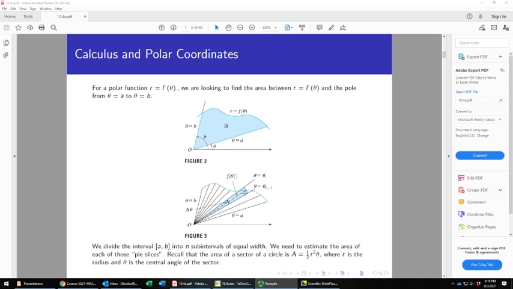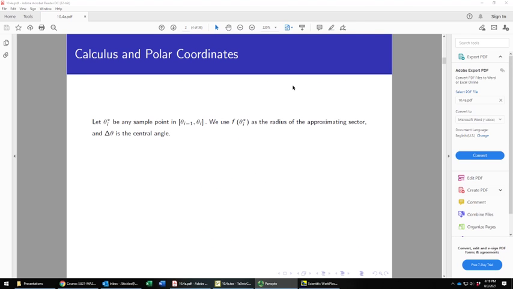Much like what we did with rectangles, where we took a point in the subinterval and used the function to give us the height of the rectangle. And then the central angle here is going to be the little change in angle, going from theta sub i minus 1 to theta sub i, or call it delta theta. So just to write that down, theta sub i star will be any sample point. We'll plug that sample point into the function, which gives us the radius of the sector, and the delta angle will be the central angle of that sector.